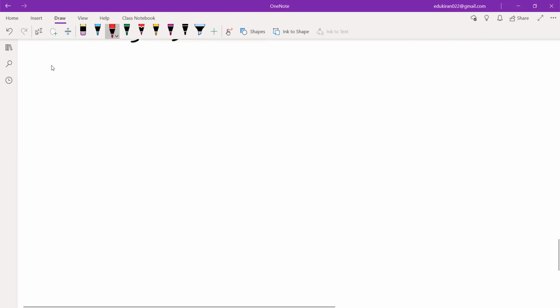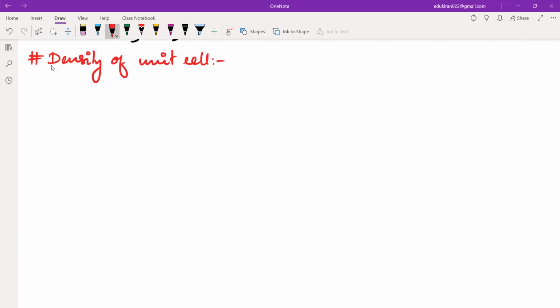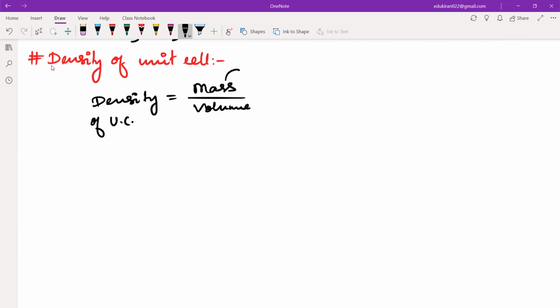Now let us write another topic, that is density of unit cell. In density of unit cell, what is the formula for density? Density is generally speaking, rho equal to mass upon volume, right? So when I'm talking about density of unit cell, then it will be mass of unit cell divided by the volume of unit cell. Yes or no? Yes, sir.